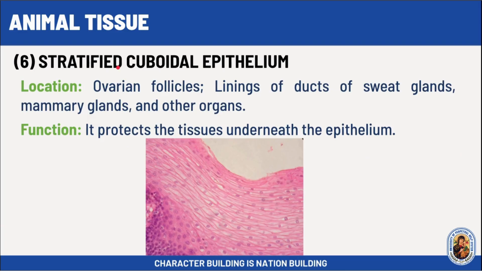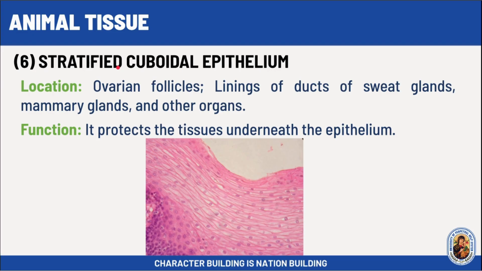Next up, we have the stratified cuboidal epithelium. It's several layers of cuboidal epithelium. As we mentioned earlier, a simple cuboidal epithelium secretes and absorbs different nutrients or molecules or substances. The stratified cuboidal epithelium is located in the ovarian follicles, the linings of the ducts of the sweat glands, mammary glands, and other organs.